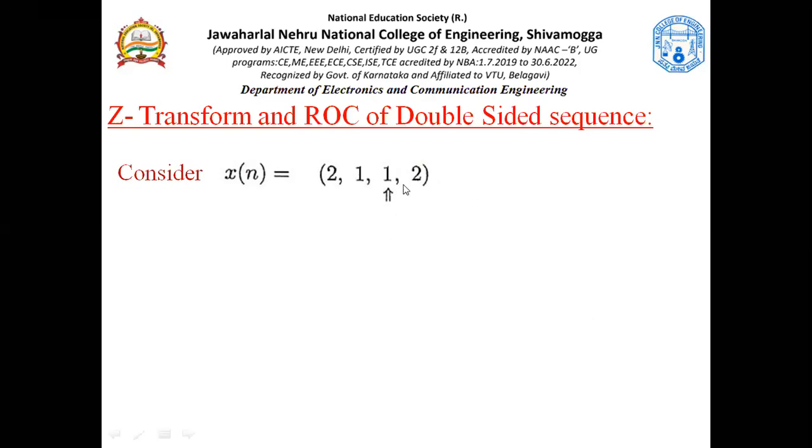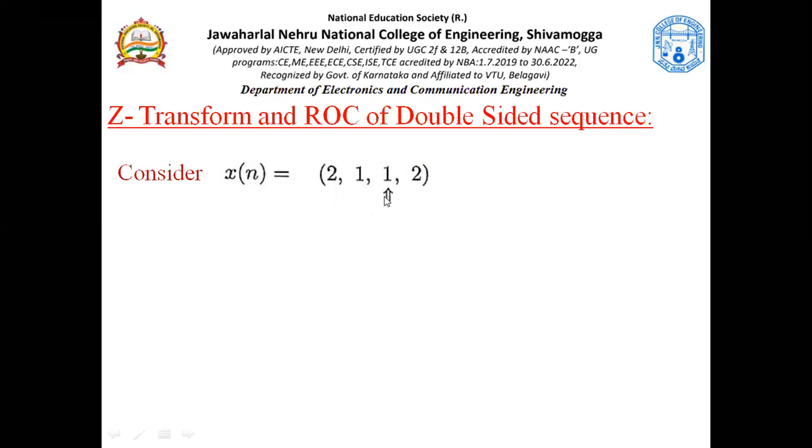Why is it called double-sided first? See, the zeroth sample is here, and to the right-hand side we have samples, and to the left-hand side also we have samples. That is why it is called double-sided. So this double-sided sequence is the combination of a right-sided sequence as well as a left-sided sequence.